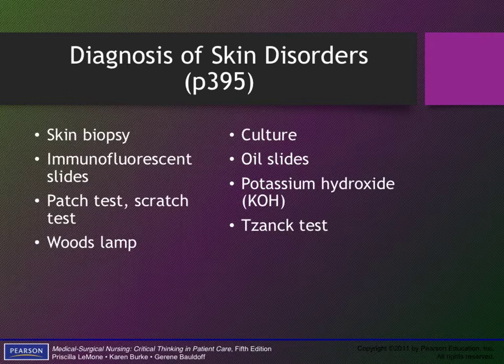Then the last test we're going to talk about is the Tzanck test. This is used to determine herpes infections. It does not differentiate herpes simplex from herpes zoster. They usually take fluid and cells from the vesicles, and they put it on a slide, stain it, and then look at it under a microscope.